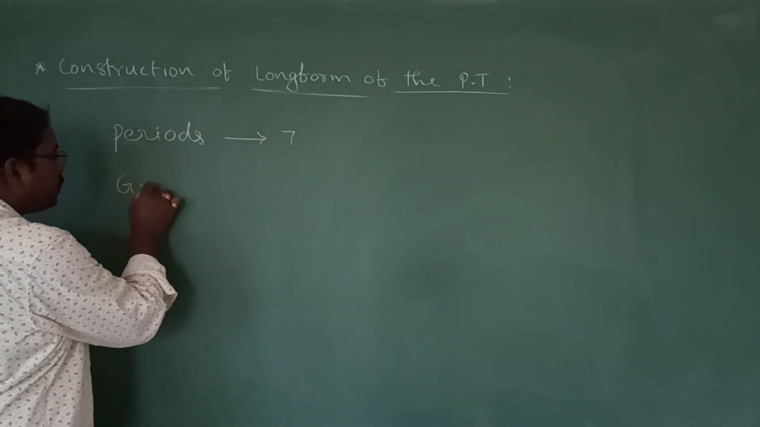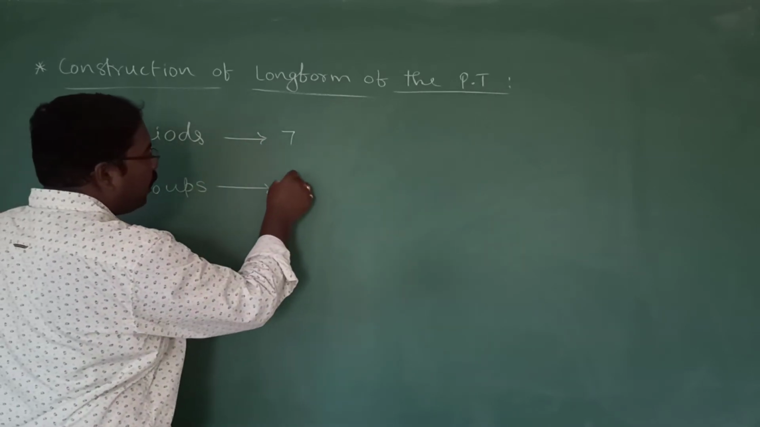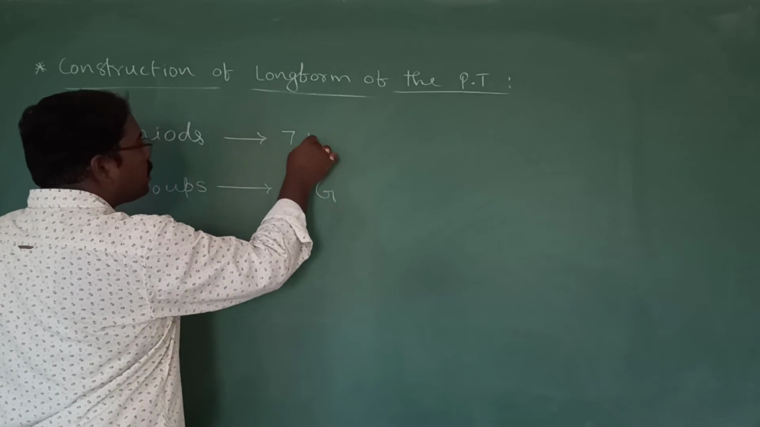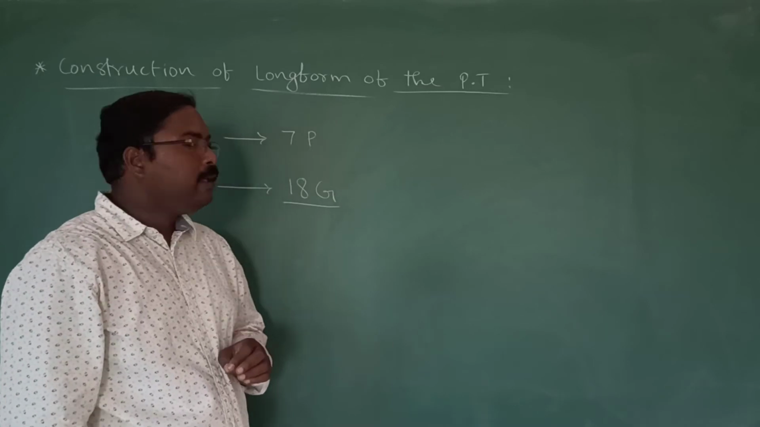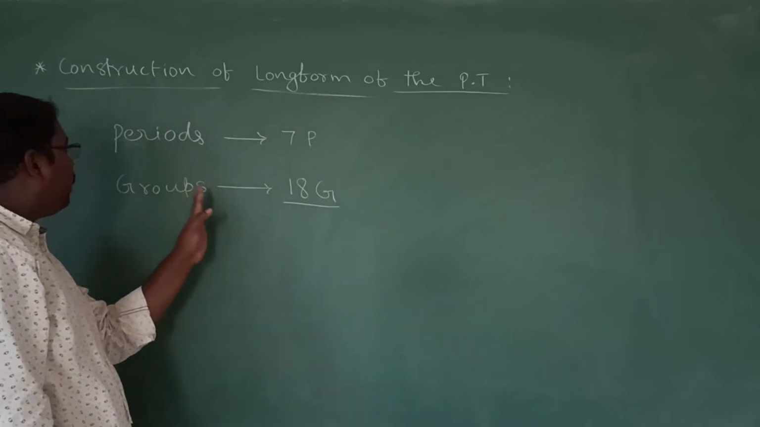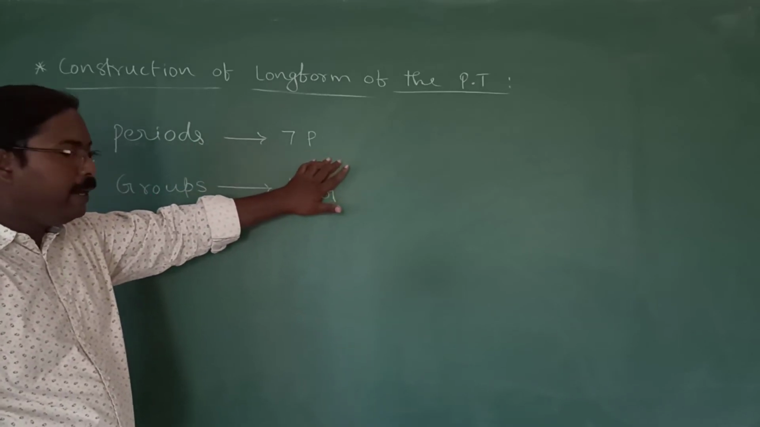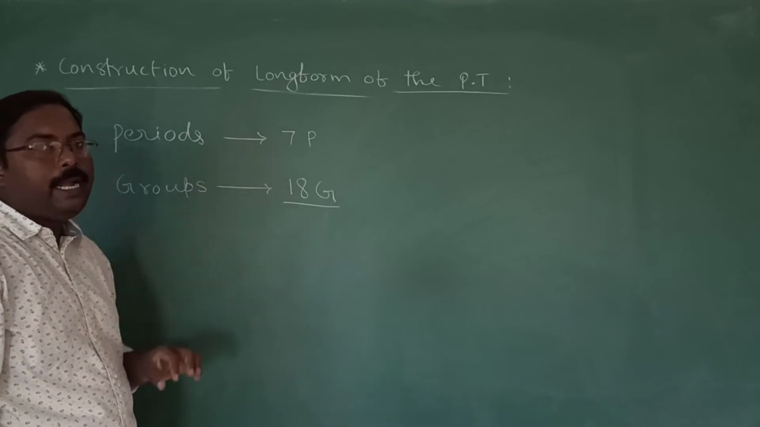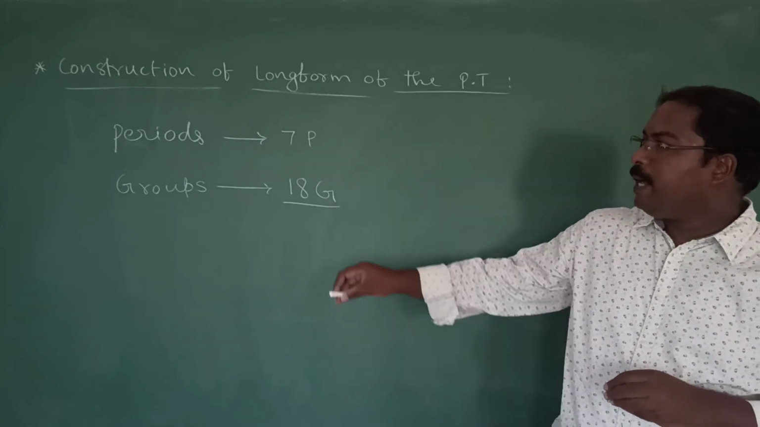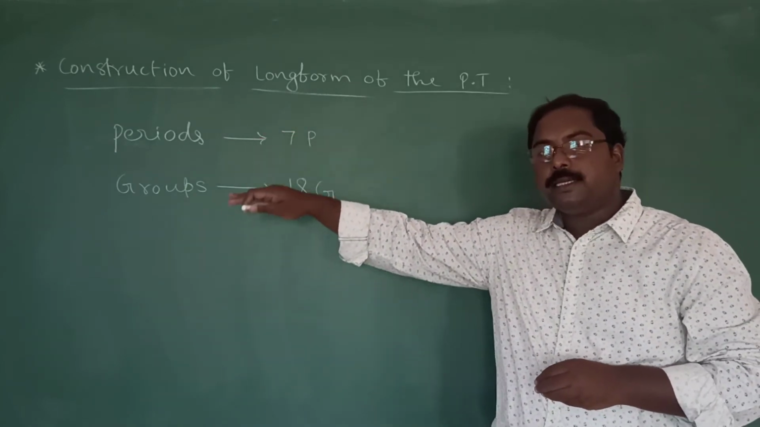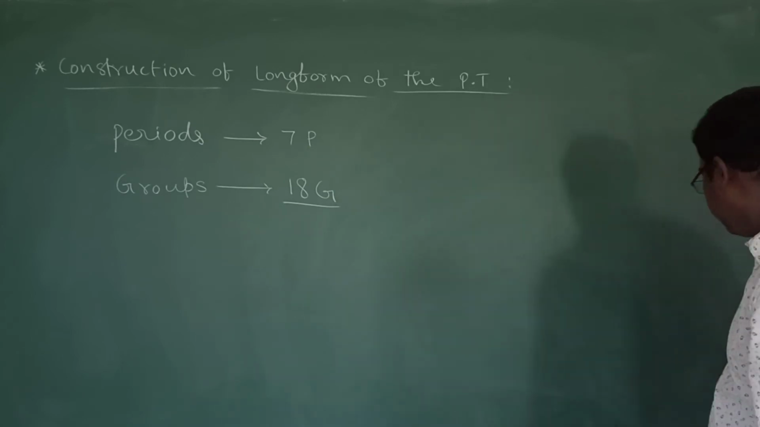Now coming to the groups, means the vertical columns. If you observe, there are 18 groups in the long form of the periodic table. Got the thing? In the long form of the periodic table, how many periods? There are 7 periods. How many groups? There are 18 groups. Now individually let us discuss periods and groups separately. First, let us discuss periods.